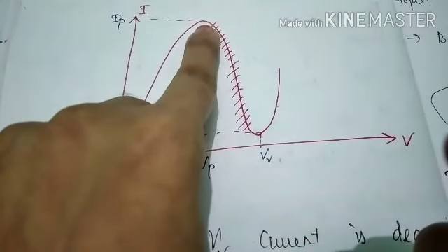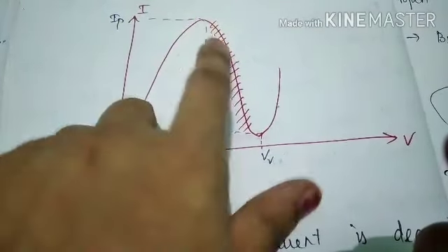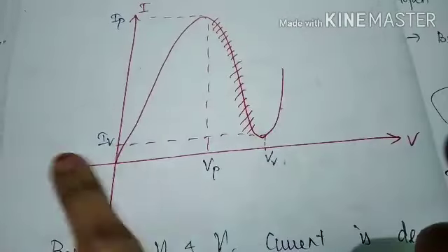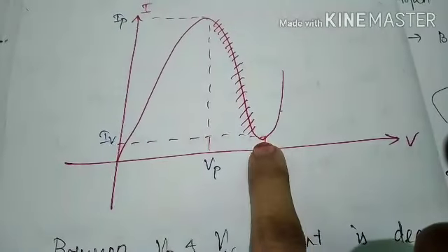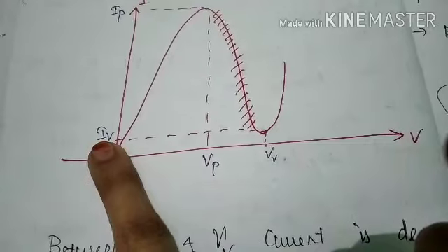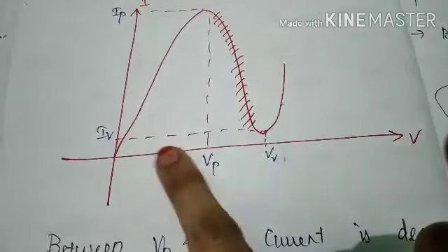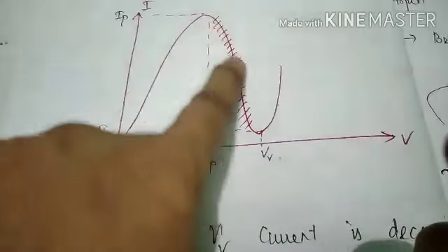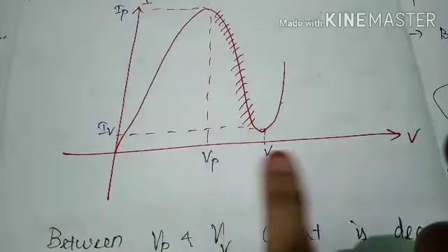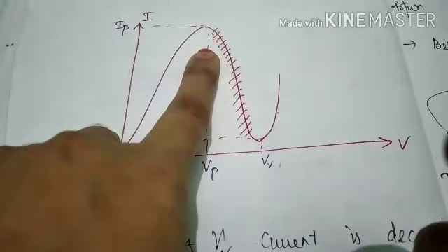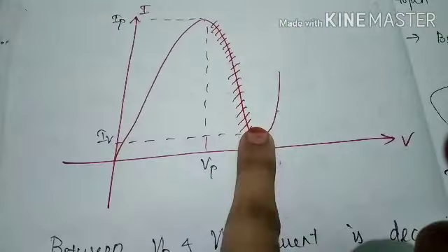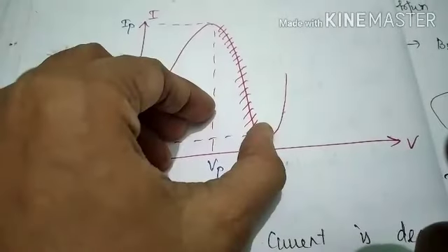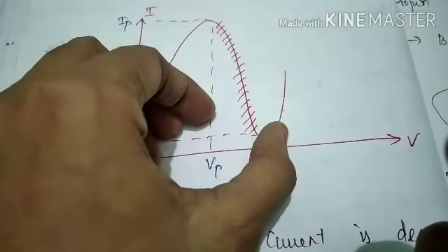IP is nothing but the peak current, and it starts to decrease up to the valley current. So this minimum current is said to be IV, that is the valley current. As the voltage increases, the current starts to decrease. This is said to be the negative resistance region, this area. What does this area represent?